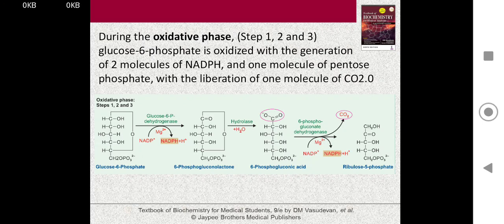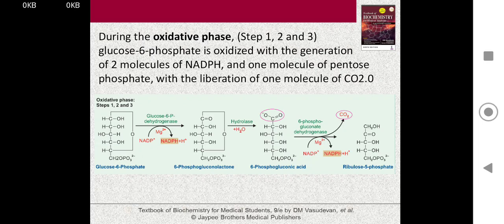First, glucose 6-phosphate, which is generated in glycogen metabolism also, and in glycolysis also, is converted to 6-phosphogluconolactone with the help of the enzyme glucose 6-phosphate dehydrogenase, which is a rate limiting enzyme. Here the main purpose of the reaction is to generate NADPH.